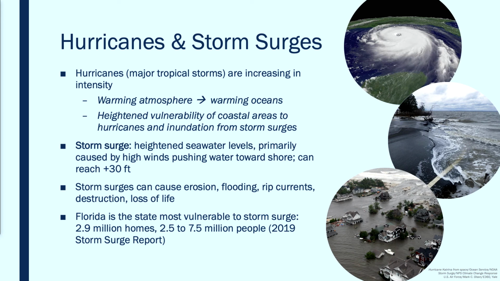It causes erosion, flooding, recurrence, destruction, and loss of life. It's also highly impactful on public health. And then Florida is the state that's most vulnerable to storm surge. There are 2.9 million homes that are vulnerable to it, and between 2.5 and 7.5 million people, depending on the different hurricane category.